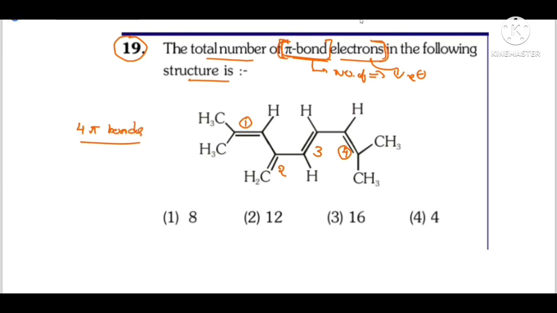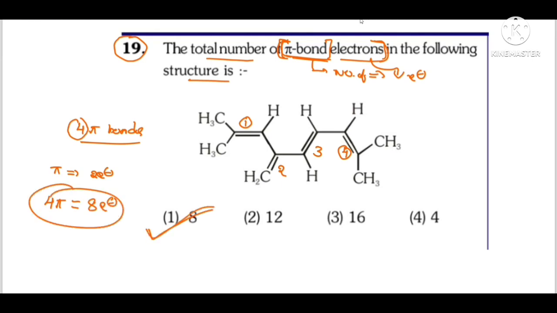But they ask for the total number of pi bond electrons. We know that one pi bond contains 2 electrons. So the given compound contains 4 pi bonds. So the number of electrons will be 8 electrons. So our answer is 8, that is our correct answer.